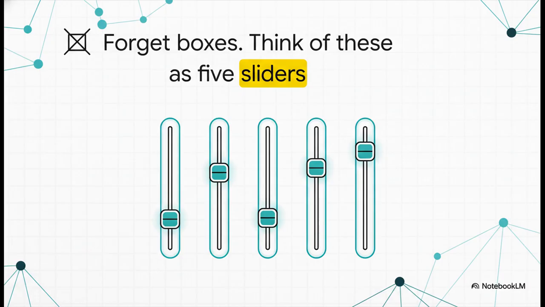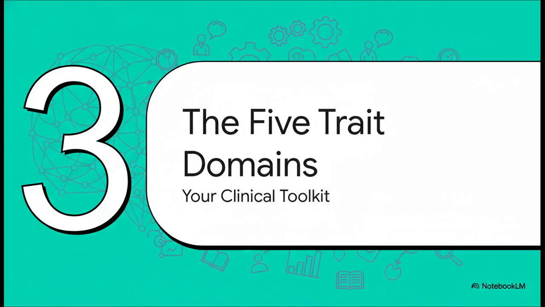Just forget the boxes. Instead, picture 5 sliders, like on a mixing board. As we go through these domains, just think about where you'd set the slider for your patient. It's not a yes or a no, it's about the degree. So what are these 5 sliders? Let's dive into the 5 core trait domains. This is essentially your new clinical toolkit for understanding personality.